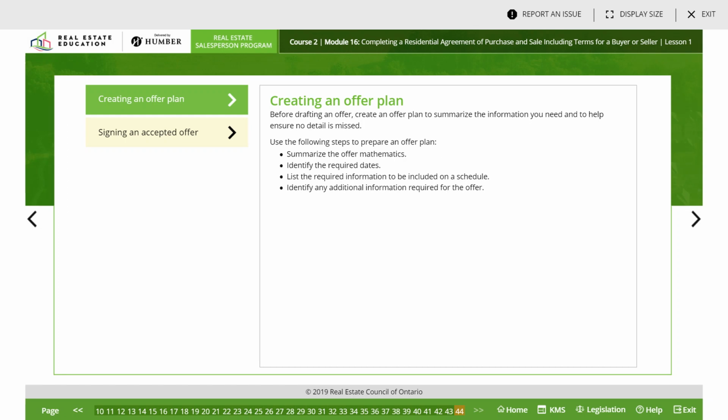So let's talk about creating an offer plan. Before drafting an offer, create an offer plan to summarize the information you need to help ensure no detail is missing. Use the following steps to prepare an offer plan. Summarize the offer mathematics, identify the required dates, list the required information to be included on the schedule, identify any additional information required for the offer.